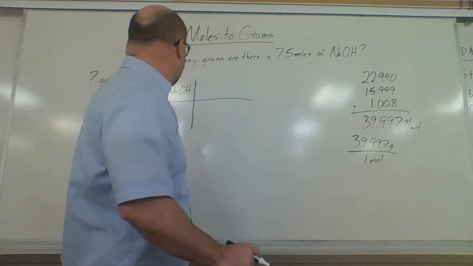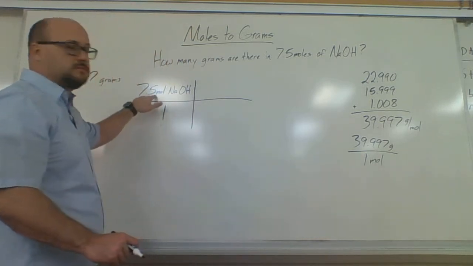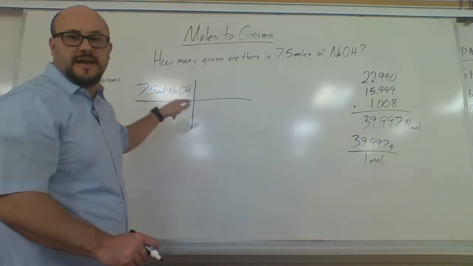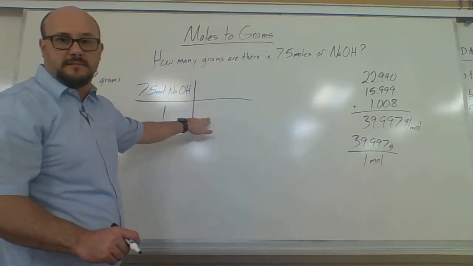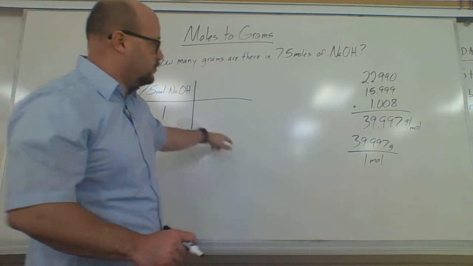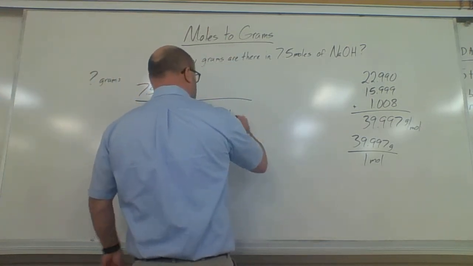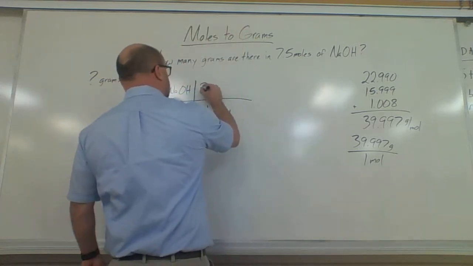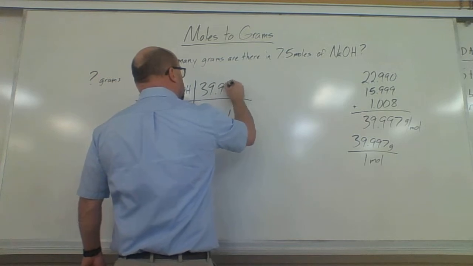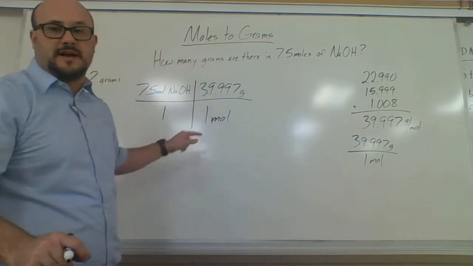Now, we want to get grams, so moles, they've got to go. You need to cancel out moles. So for moles to cancel out, it needs to be on the bottom on your conversion side. So we're going to say 1 mole is equal to 39.997 grams. Now we have our conversion factor plugged in.